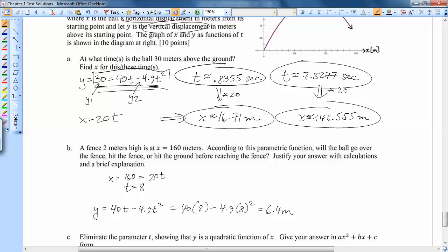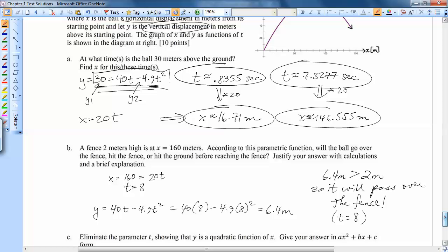Well, 6.4 is a lot higher up than 2. So when t equals 8, the ball is right above the fence. It's 4.4 meters above the fence. 6.4 meters is a lot higher up than 2 meters, and so it will pass over the fence. And it passes over the fence when t equals 8 seconds.